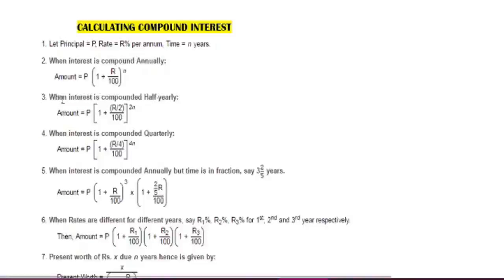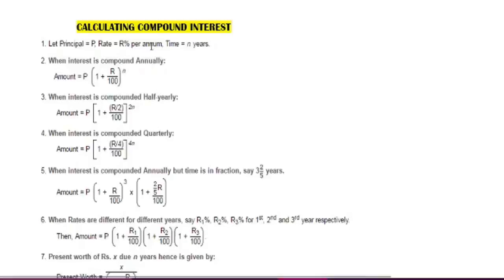The next case is when the interest is compounded half yearly. Half yearly means every 6 months interest is added to the principal. Half year means 6 months. In this case the amount equals P into 1 plus R divided by 2, all divided by 100, raised to 2N. 2 times N. So here capital R is the rate percent per annum. If you are calculating the interest half yearly, then the rate becomes half in 6 months.